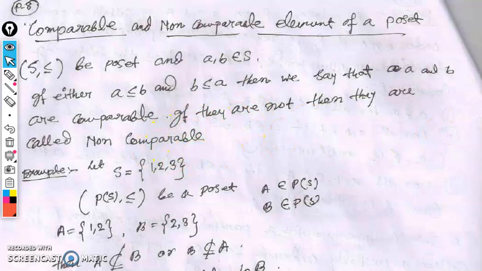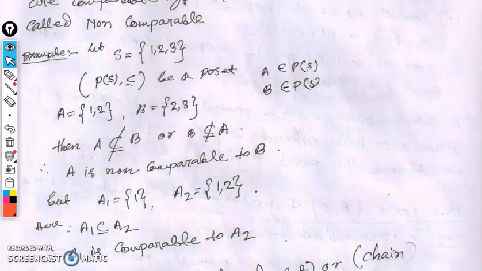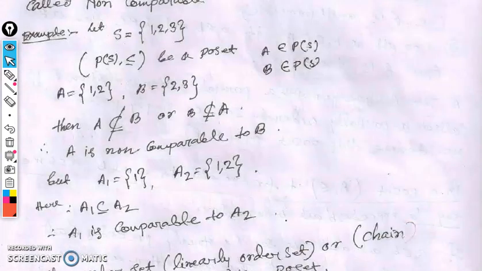So here is an example to clear your idea. It may happen that A is less than or equal to B, or B is less than or equal to A; either this one or this one should happen. Then we say that A and B are comparable, otherwise they are not comparable elements.